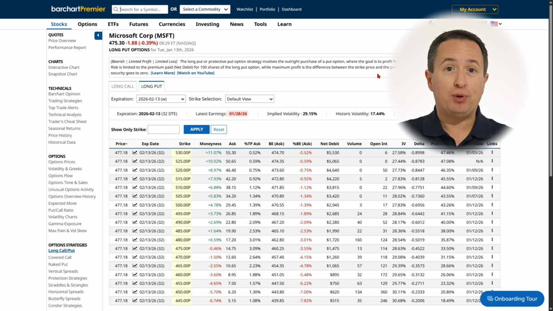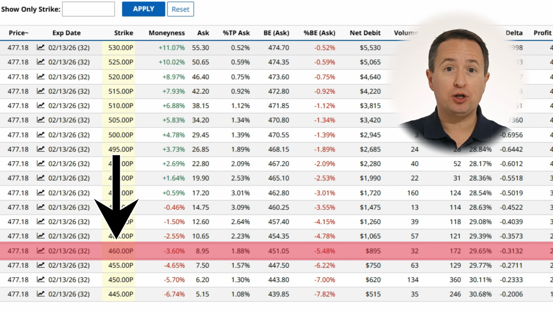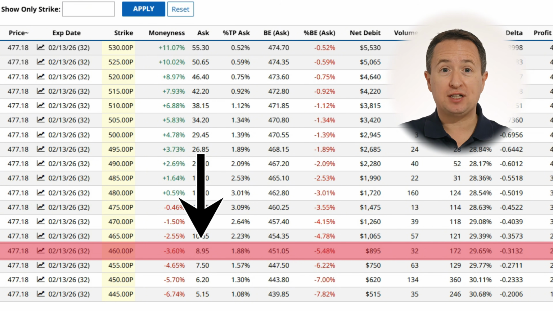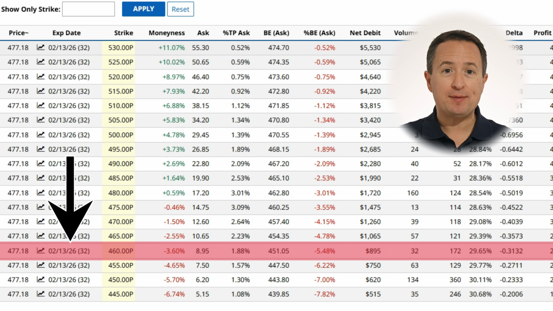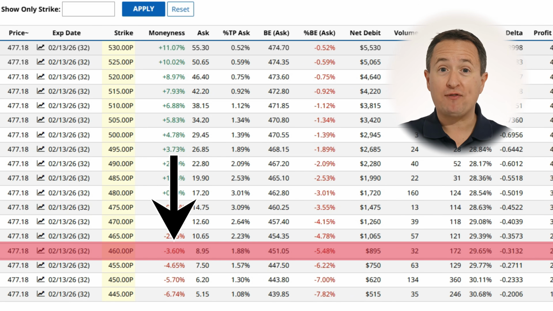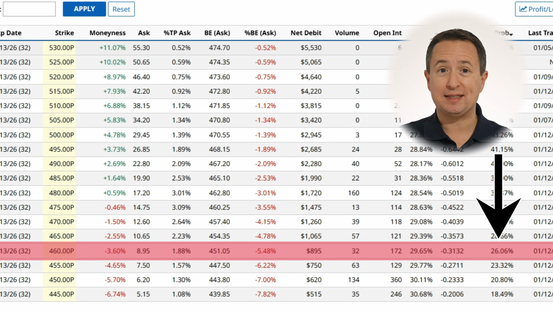Then, let's say you bought a $460 strike put on Microsoft and paid $8.95 a share, or $895 per contract, with the same expiration date on February 13th. Again, it's out of the money, so profit probability is going to be low at 26%.